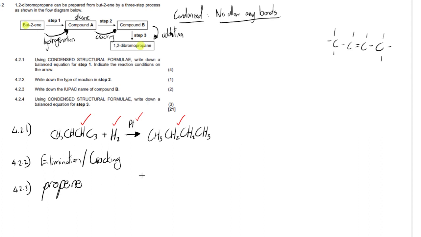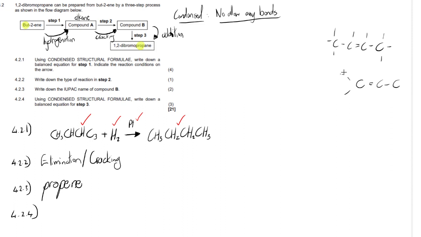Okay, so propene on its own should be enough. Now let's have a look at 4.2.4. Using the condensed structural formula, write down a balanced equation of step 3. And this is where we go again. We need to make sure that we know what we're starting with. And so we can draw ourselves a little propene if we like.